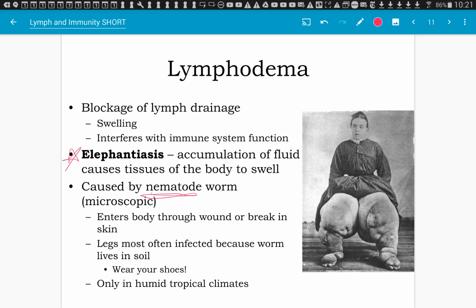And now that it's blocked a lymphatic vessel, all that tissue fluid continues to accumulate. It has nowhere to drain. And the swelling just gets worse and worse and worse until you actually have permanent damage to the tissues. So notice, these worms live in the dirt in tropical climates. This is where people are going to get it. So you're probably safe here in Nebraska, but if you travel anywhere that it's much more warm and tropical, wear sandals at least, okay?